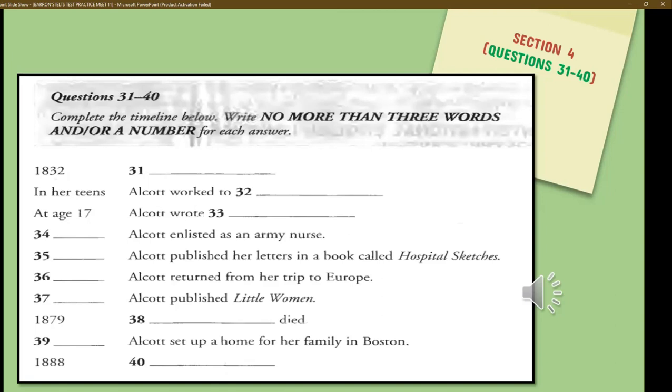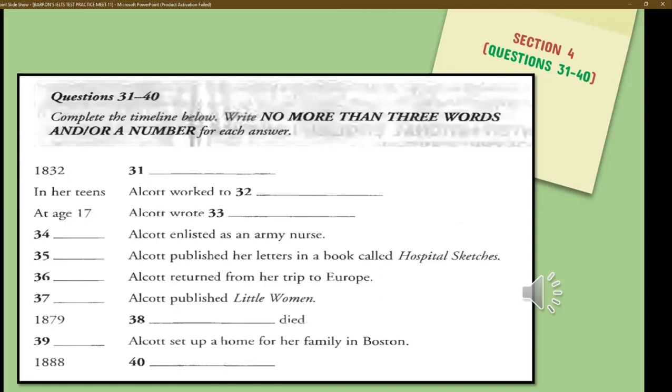In 1861, the Civil War broke out. Alcott worked as a volunteer, sewing uniforms and bandages for soldiers. The following year, she enlisted as an Army nurse. She spent the war years in Washington, nursing wounded soldiers at a military hospital. While working at the hospital, she wrote many letters to her family at home in Massachusetts. After the war, she turned the letters into a book, which was published under the title Hospital Sketches.